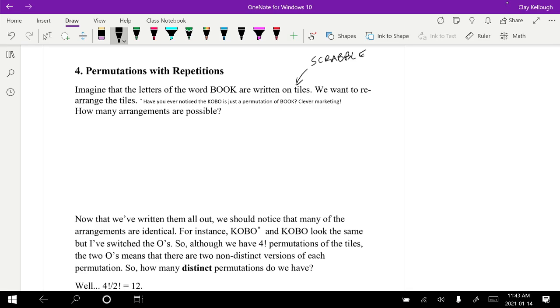For those of you who have never played Scrabble, Scrabble is a game where you have letters of the alphabet on these little wooden tiles. I believe to start the game you pick 7 tiles, and then you have to build words out of them. And you build them in the form like a crossword puzzle.